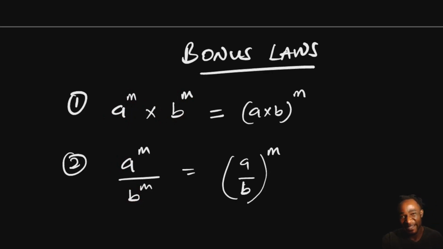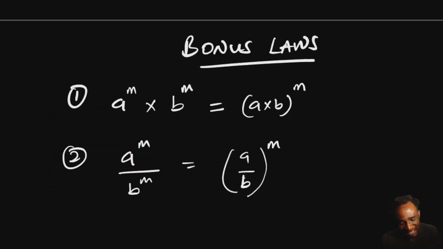Like I promised at the beginning of the video, I was going to give you extra laws of indices, and these are the 2 extra laws of indices I was talking about. Throughout all the 6, we were dealing with similar bases. So we had A, then we had different indices. But this time we have similar indices and different bases. How do we tackle this problem then?